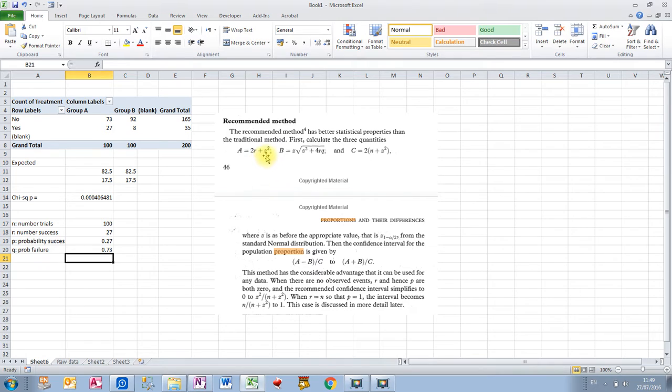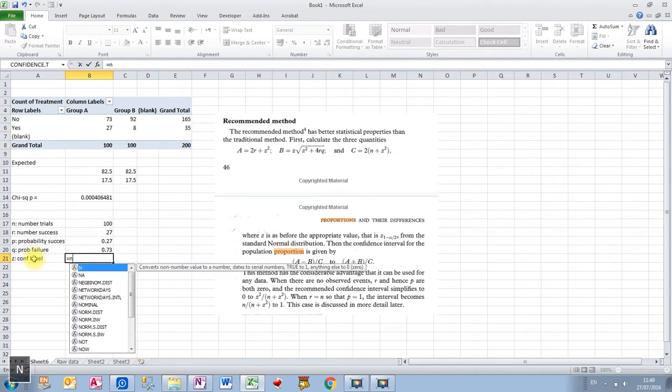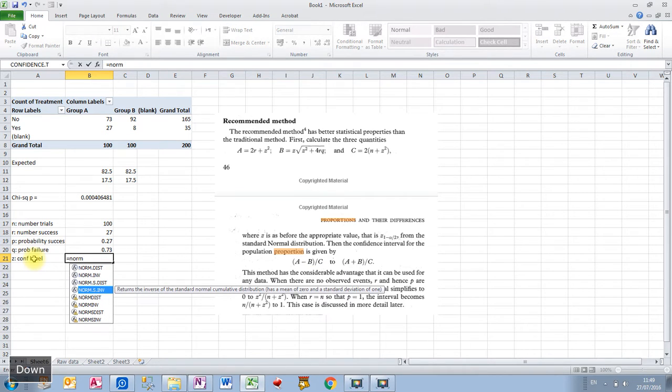Now there's another one, Z. Z is how we express the confidence level, the number in relation to what level of confidence we want. If we want a 95% confidence level, then this is how we get the Z. It's from the normal distribution, NORM.S.INV, the standard normal distribution as the inverse.